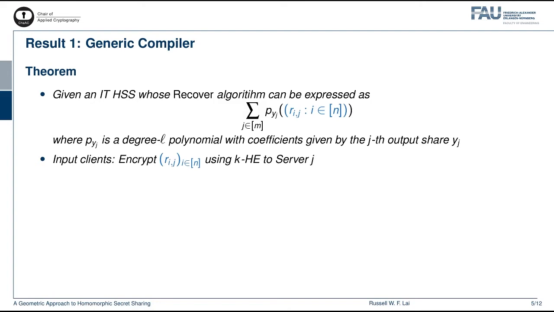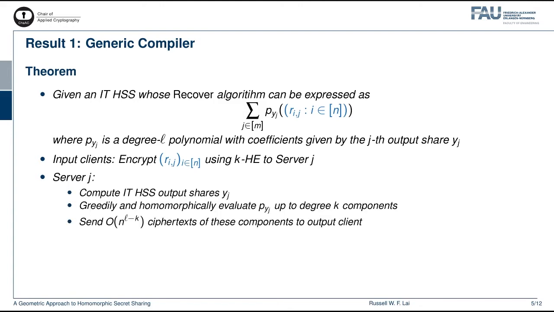First, we let the input clients encrypt the recovery information using a homomorphic encryption scheme supporting degree k polynomials to each server. Next, the server would compute the IT HSS output shares as before, but also greedily and homomorphically evaluate the polynomials representing the recovery algorithm up to degree k components.